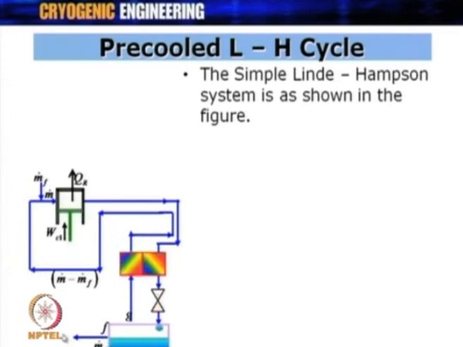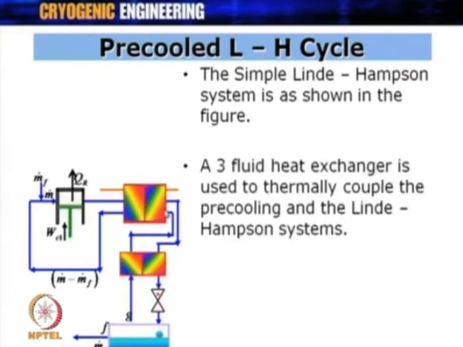M dot f is obtained at this point. The return gas is m dot minus m dot f, and again m dot f is added at this point as replenishment, and the cycle continues. So, this heat exchanger is a part of the Linde-Hampson system. In addition to this Linde-Hampson heat exchanger, we will have one more heat exchanger, which is called the pre-cooling heat exchanger. This is the second heat exchanger added over here, and now you can see that the high pressure gas coming out of the compressor is getting pre-cooled in this heat exchanger.